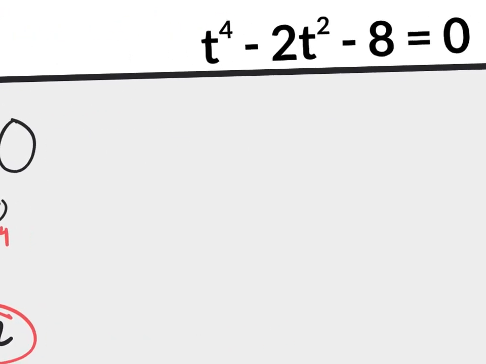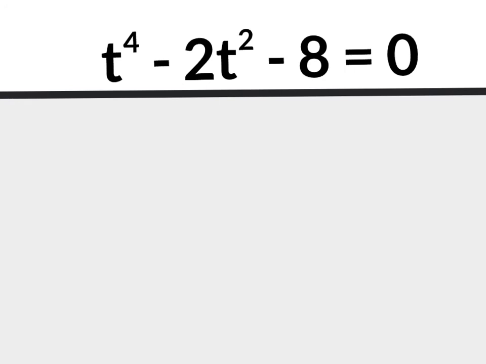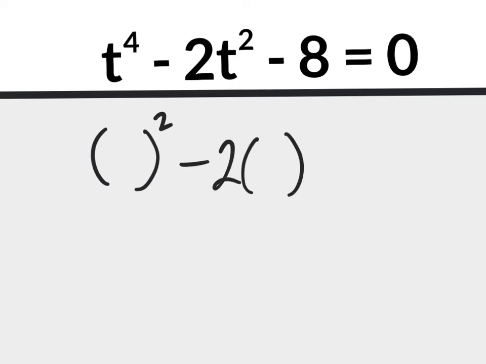Let's review that skill that we learned yesterday of taking a higher degree polynomial and making it look like a quadratic. Now, yesterday I did say that we could actually substitute a red x in place of the t's. Let me just reiterate what we learned yesterday. Instead of t to the fourth, I could look at this as something squared. And instead of minus 2 t to the second, I could look at it as minus 2 times that same something, and then minus 8 at the very end equals 0.